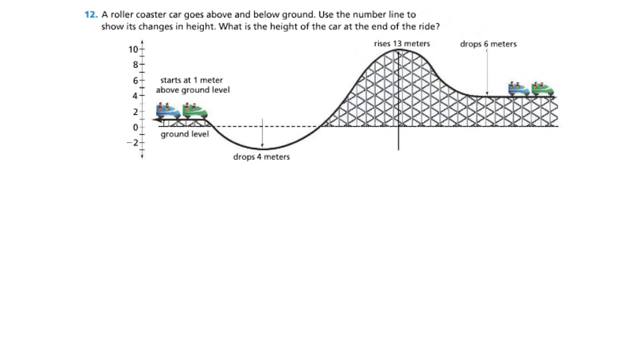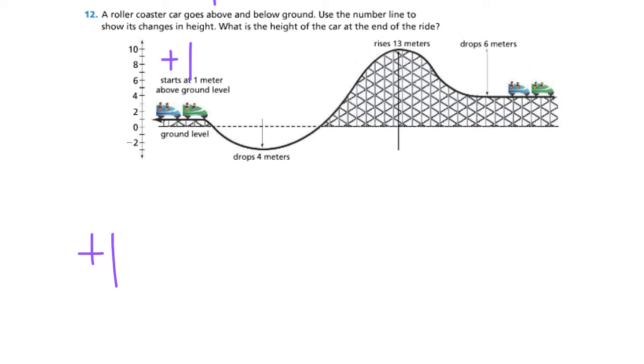Question 12. A roller coaster car goes above and below ground. So above would be positive, below would be negative. Use the number line to show its changes in height. What is the height of the car at the end of the ride? It says it starts at 1 meter above ground level, so we are at +1.